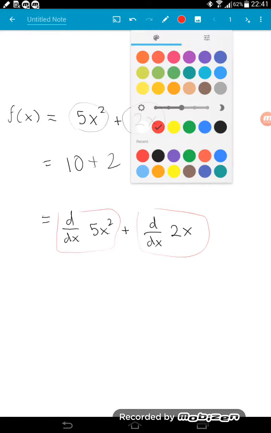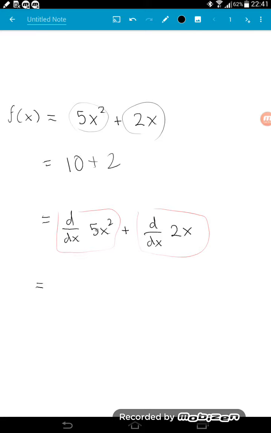So the derivative of 5x squared is you bring your power to the front. So it's going to be 2 times 5x. Make sure that you reduce your exponent by 1. So notice your exponent is 2. So 2 minus 1.